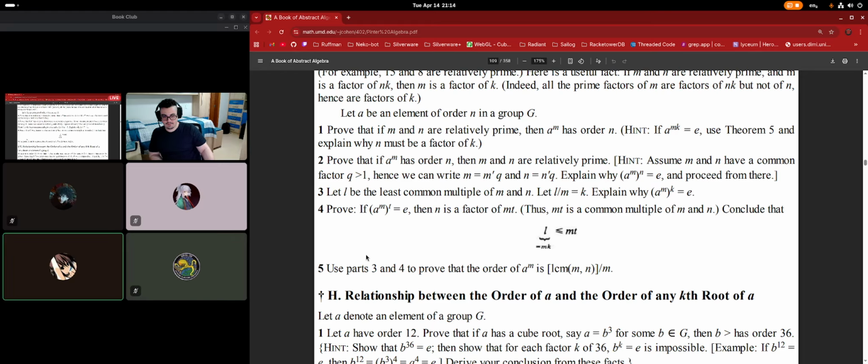I know how to say what I saw. On exercise 1, the order of a to the m is a number k such that a to the m, k times, is the identity, right? Yes. That is how you get a^(mk) is e.